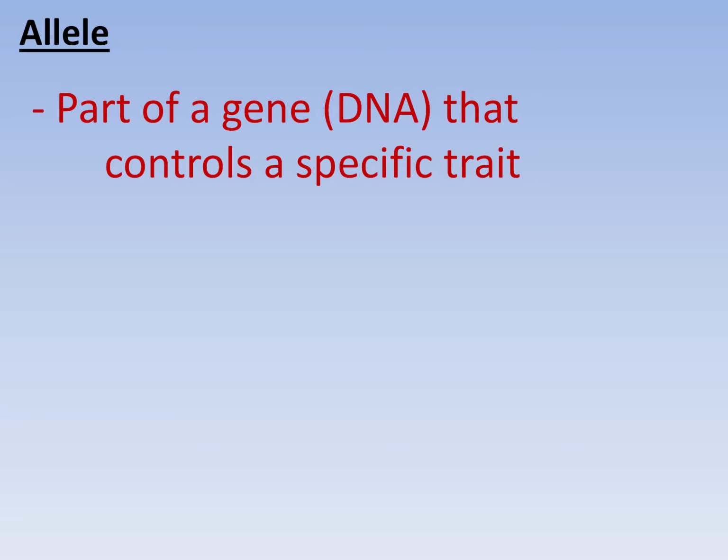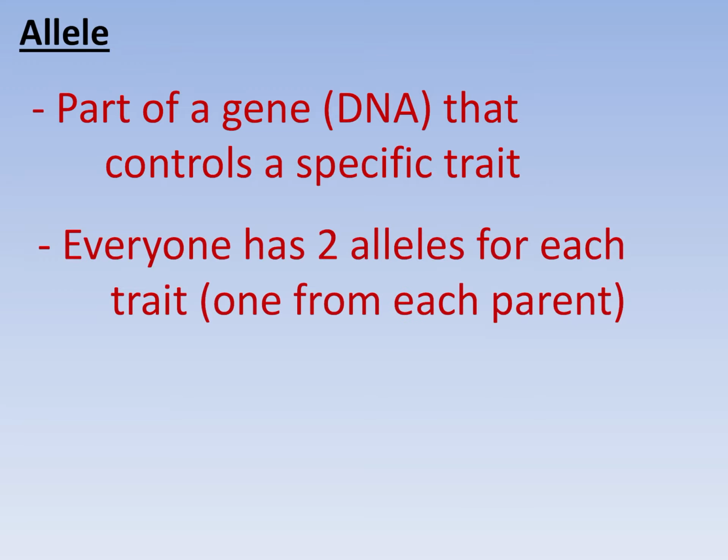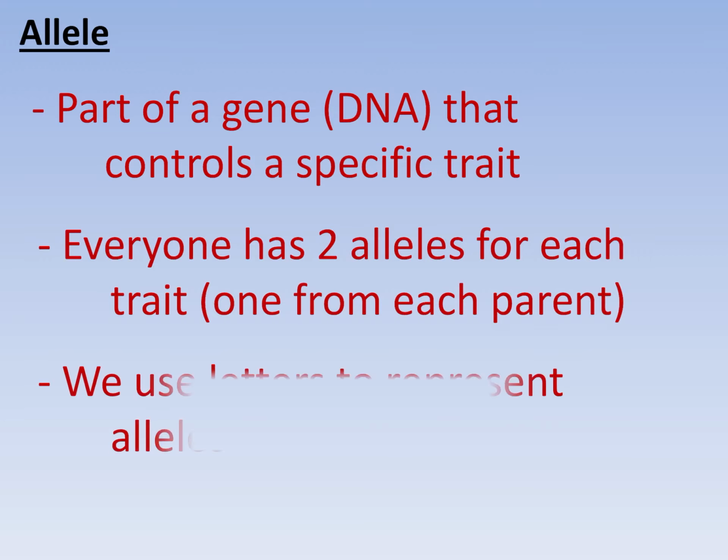Okay, so the allele. The allele is part of a gene or DNA that controls a specific trait. So we've seen that word before, and we're going to talk about them more. Everyone has two alleles for each trait. So you've got one from each of your parents. We use letters to represent the alleles. Okay, so you can pause the video and put all three of these points in your notes.